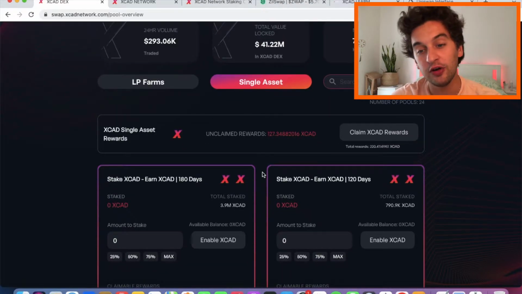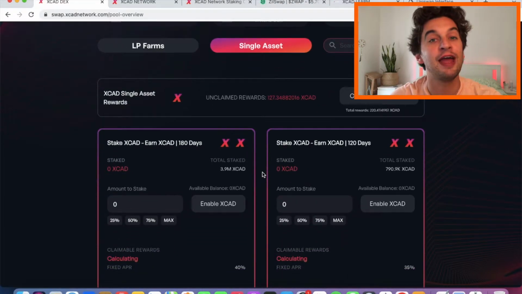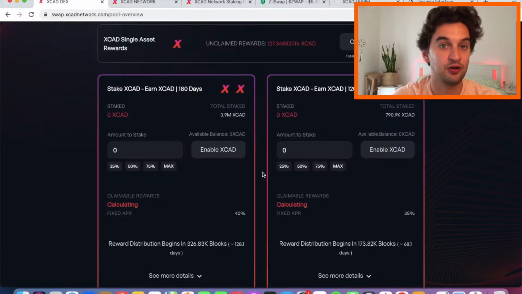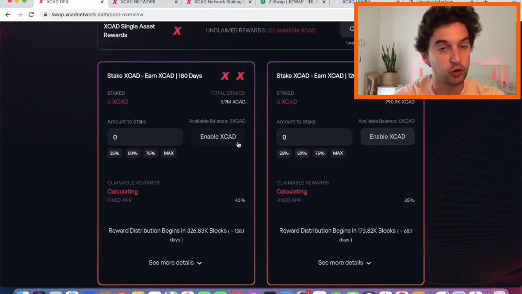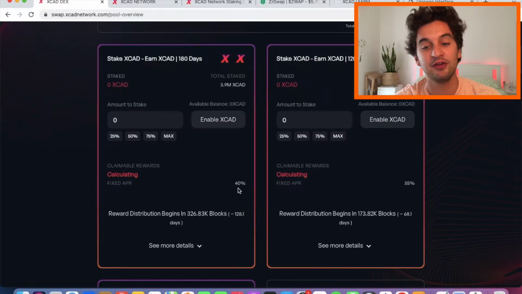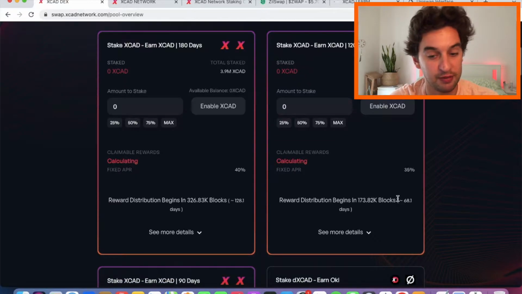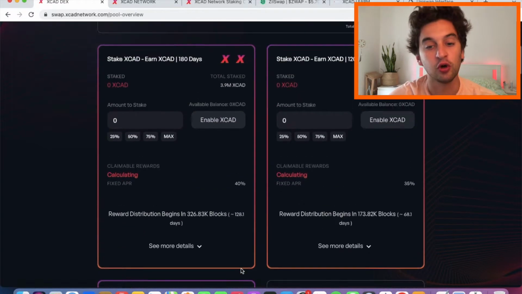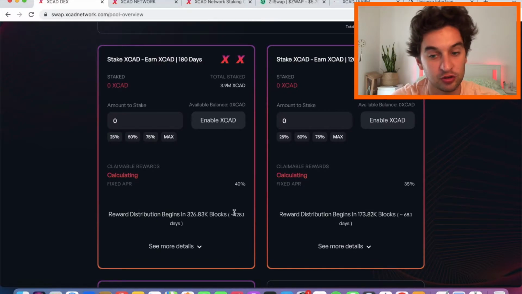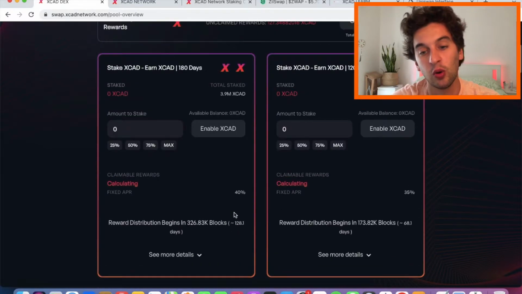Now, here it is a little bit different. You have a lockup period for the single asset staking. You have three different options live at the time of recording this video: there is a 40% APY, a 35% APY, and a 30% APY over here. These all have different lockup periods, as we're able to see here.